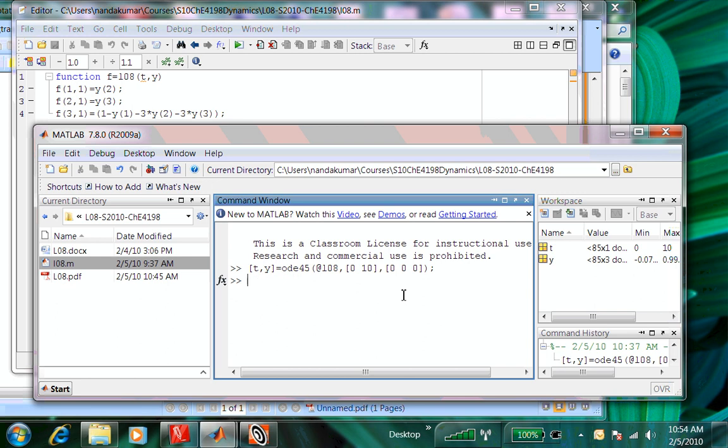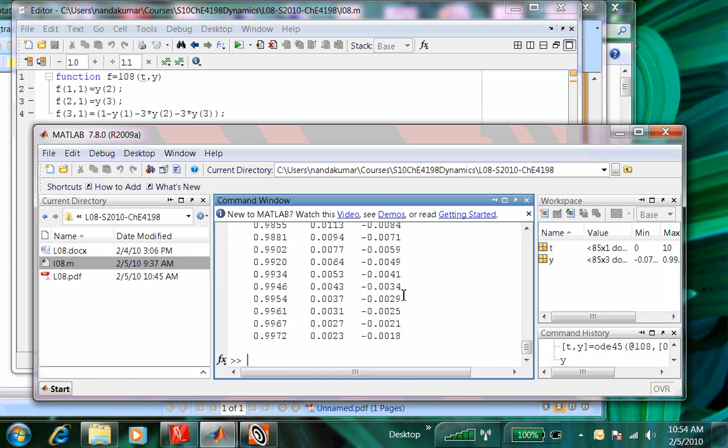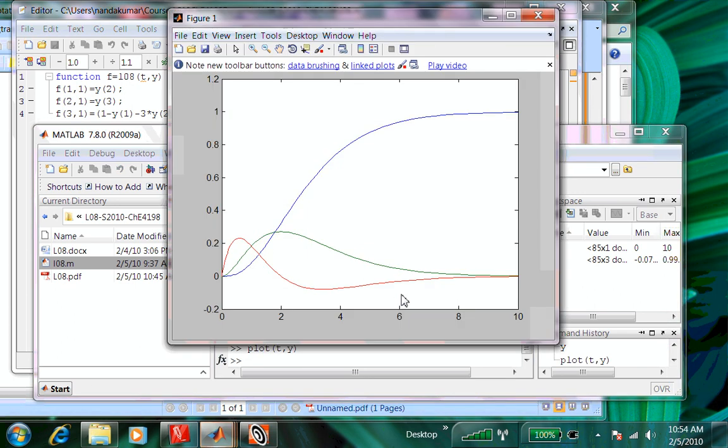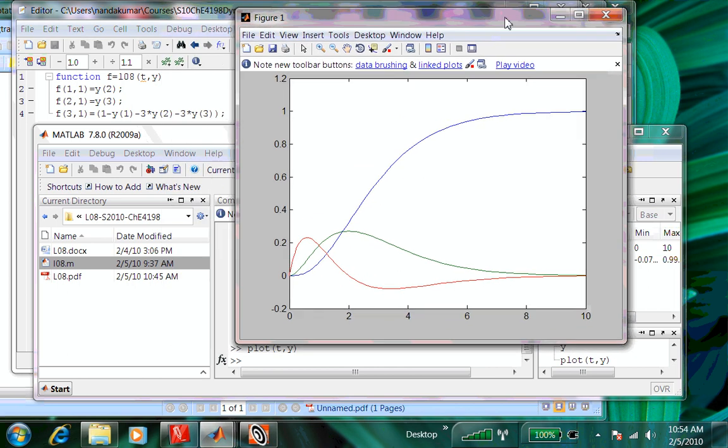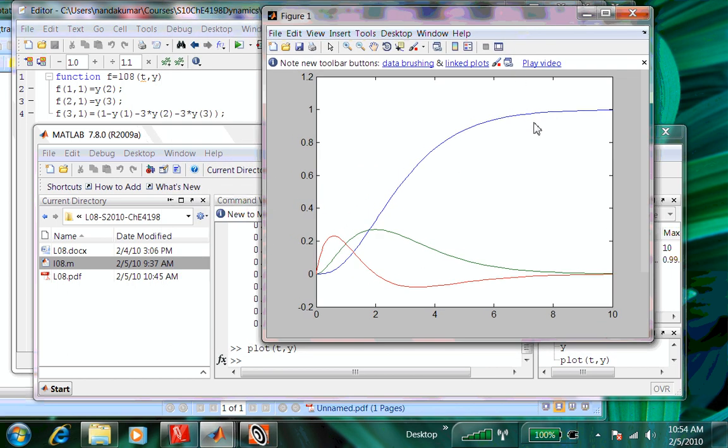So if you, for example, just type y, you get three columns. What is the first column? That is the solution you want. That is y1, which is x. The second column is the derivative. The third column is the second derivative. So if you say plot t comma y, it will plot all three curves, but this one is going to be the solution.